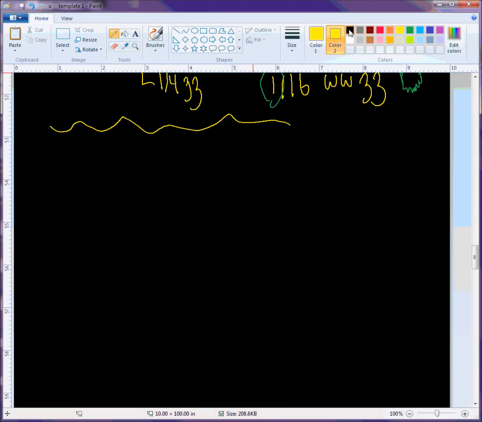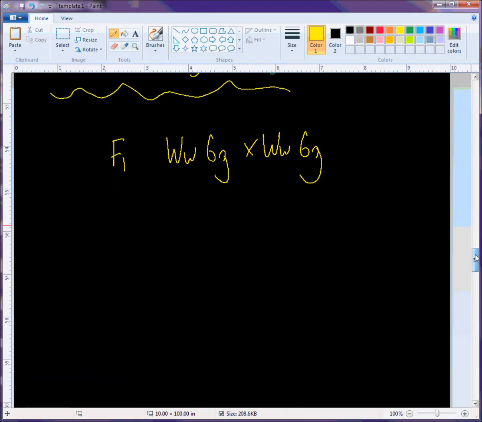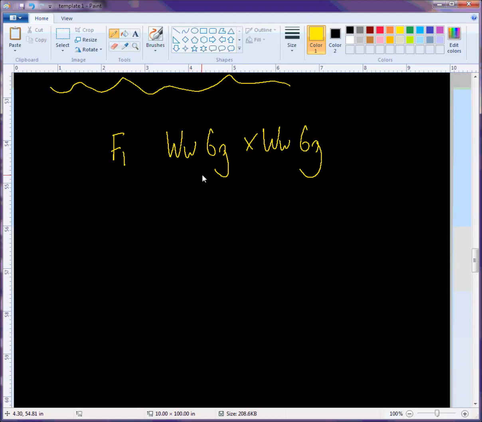So you would know that the F1, because you have this memorized, right? F1 is going to be big W, little w, big G, little g, and you're crossing that to another F1 or crossing it to itself. So same genotypes though. And we would do the forked line method, and you should probably already have the genotypic ratio for a monohybrid cross, like if you're just looking at the W's. So you should already have that memorized.